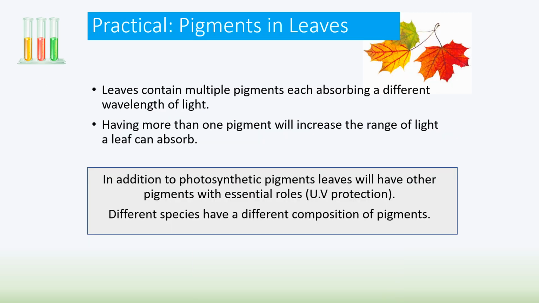You might have to calculate the RF values of different pigments in leaves, and it's important to know that leaves contain multiple pigments absorbing different wavelengths of light because that increases the range of wavelengths that the leaf can absorb. And in addition, photosynthetic leaves will have other pigments with essential roles such as UV protection, so it's not all just about absorbing sunlight. Different species will have different compositions.